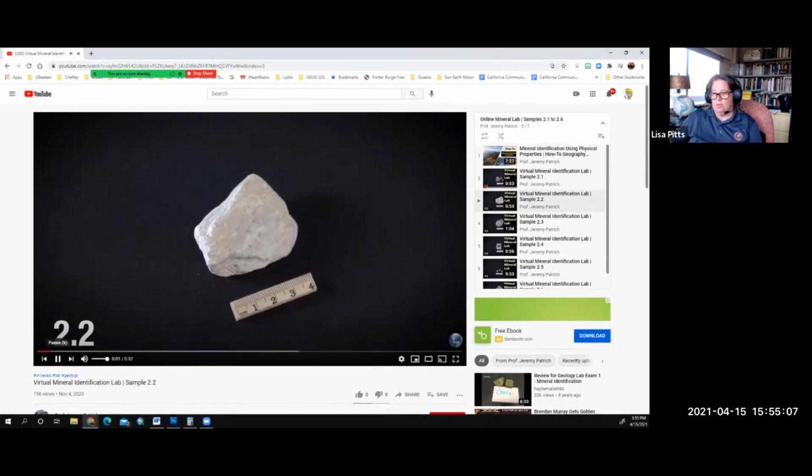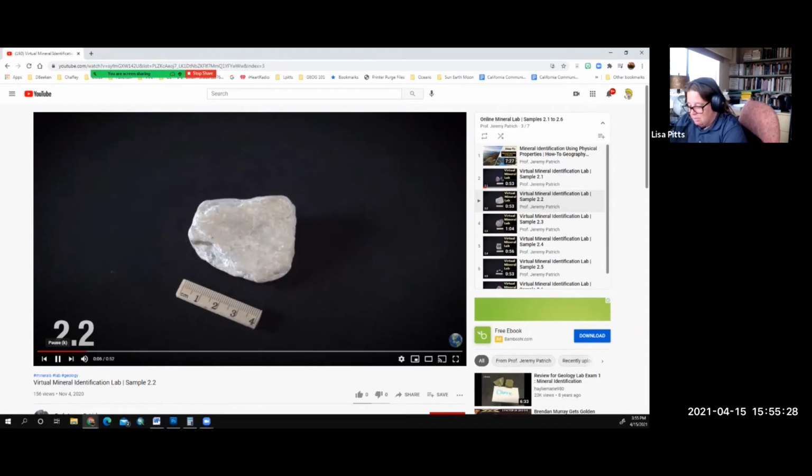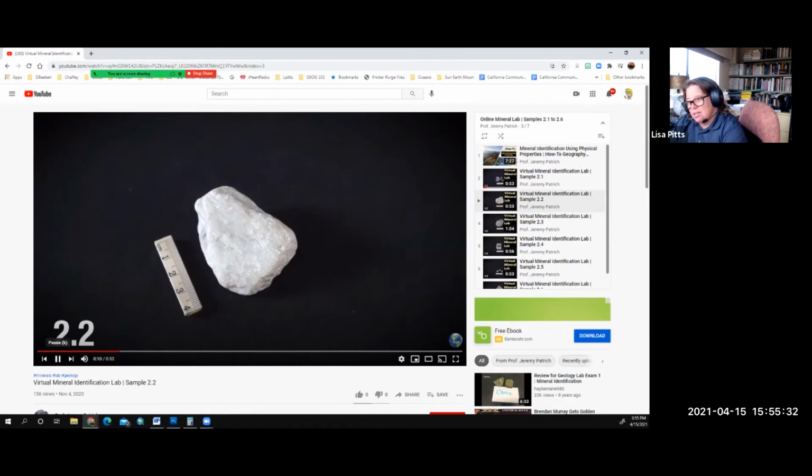All right, so then again, we look at this one. This one looks whitish or gray colored. It doesn't have any cleavage or fracture. Remember, they have to be like parallel sides. As far as its luster, I'd say it's maybe like a waxy or cloudy. So that would be like maybe pearly, possibly.